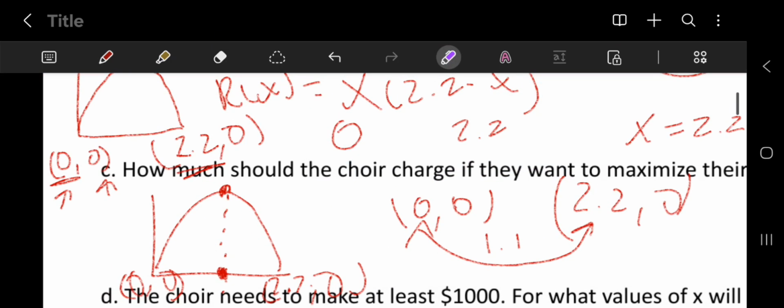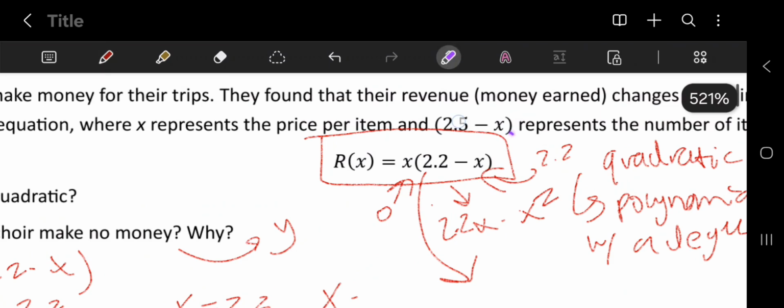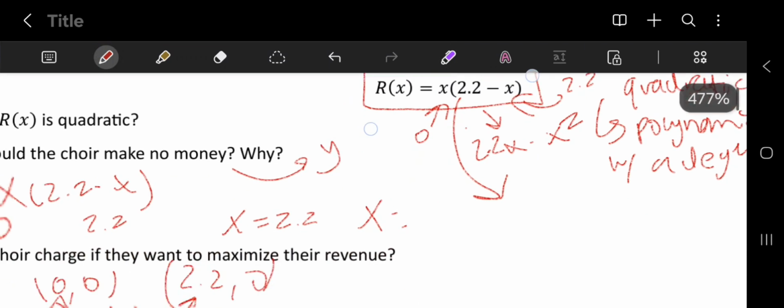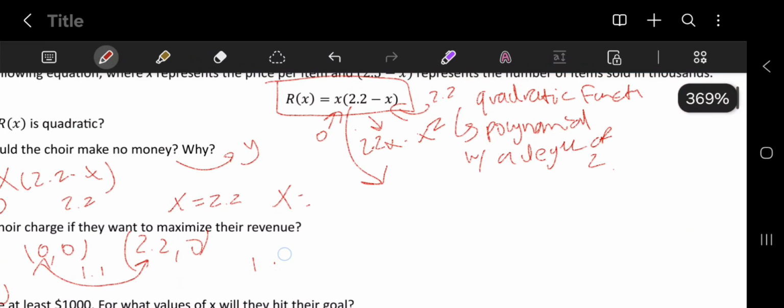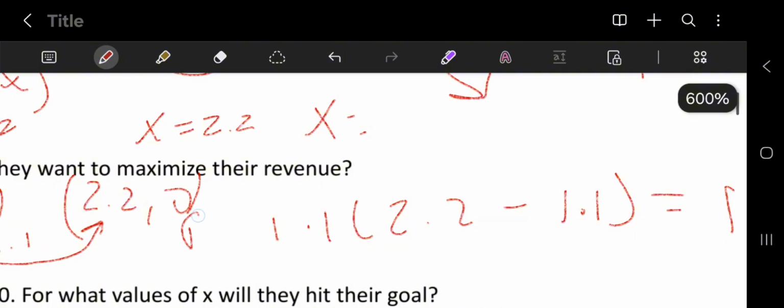So the x value of our vertex should be 1.1, and we can find the y value by plugging in 1.1 for this equation right here. So I'm just going to plug in 1.1 times (2.2 minus 1.1). That is going to get us to 1.21. Let me put r of 1.1 so you understand that we're inputting 1.1 as our x value.